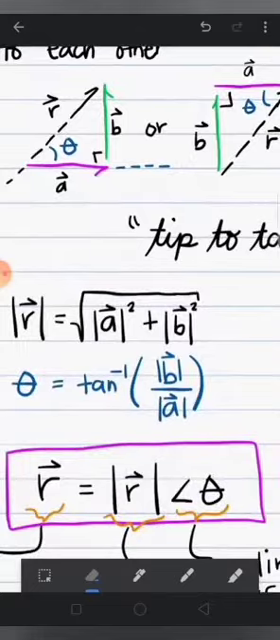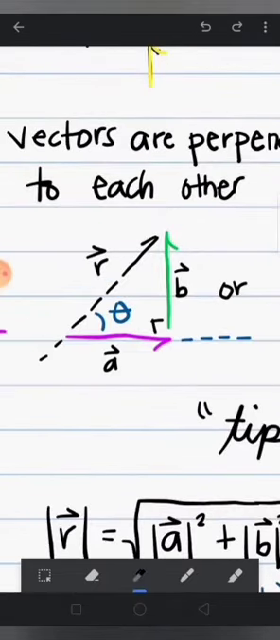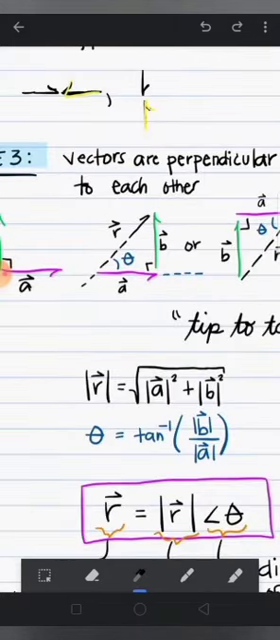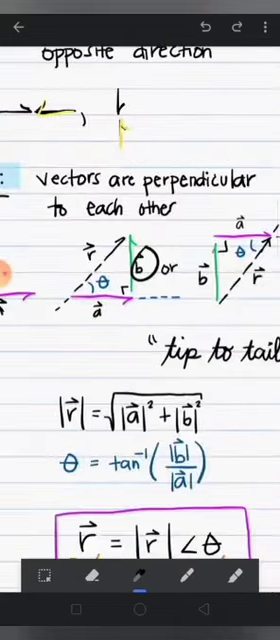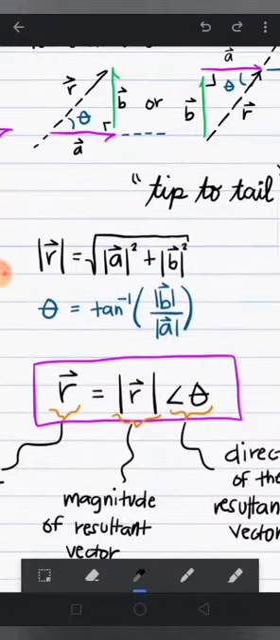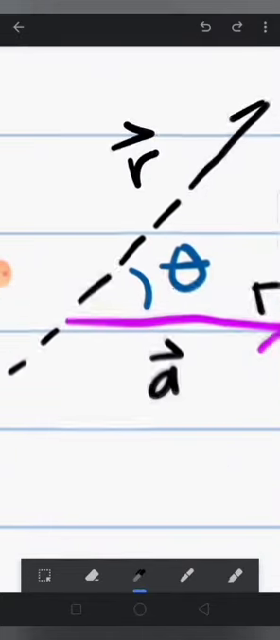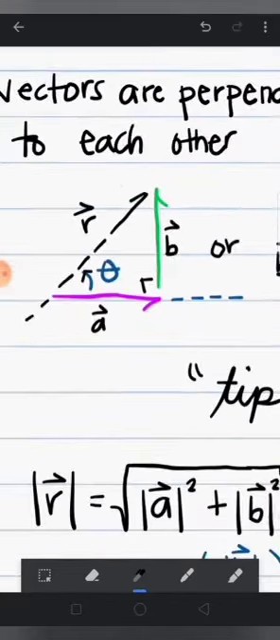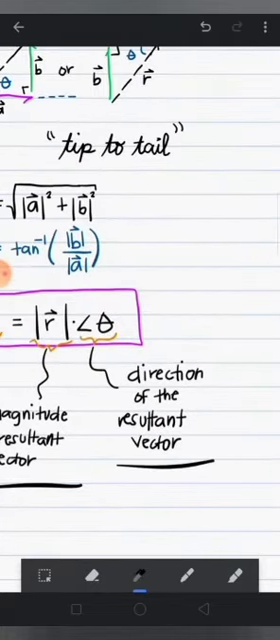Then for the direction, this is the opposite side and this is the adjacent side. That's TOA: opposite over adjacent. We can use tangent of theta equals B over A, opposite over adjacent. Then if we take the tan inverse of both sides, it will give us theta, the angle. We can describe the inclination of this resultant force vector. So that's it. This is the resultant vector, its magnitude and its direction.